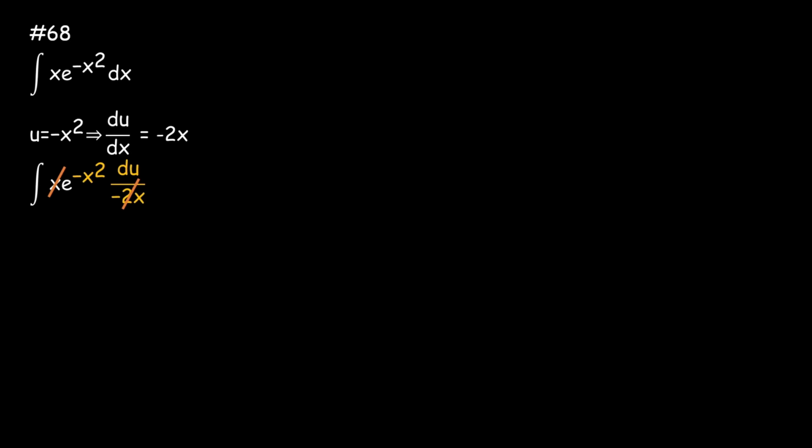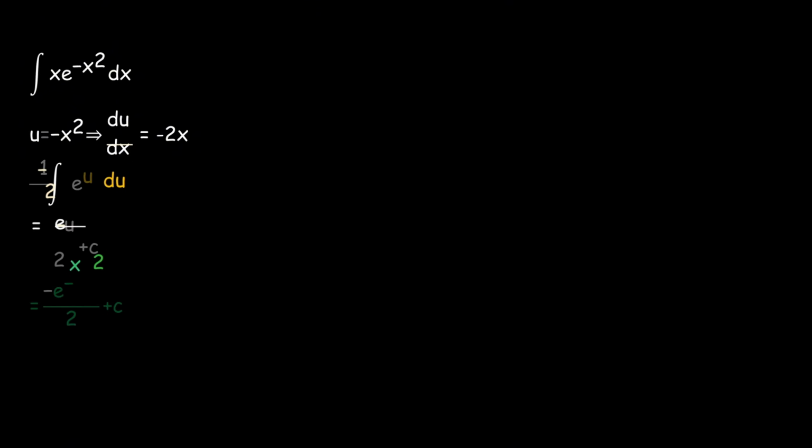Okay, now we have to take out the constant, which is -1/2, and we have to integrate e to the power u du, easy peasy, and we will get -e to the power u over 2 plus c. Replacing the value of u again, you have -e to the power x squared over 2 plus c.